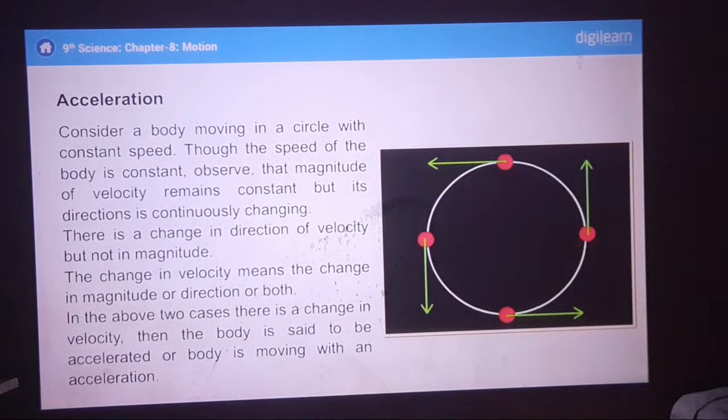Consider a body moving in a circle with constant speed. Though the speed of the body is constant, observe that the magnitude of velocity remains constant but its direction is continuously changing. There is a change in direction of velocity but not in magnitude. The change in velocity means the change in magnitude or direction or both. In the above two cases, there is a change in velocity, so the body is said to be accelerated, or the body is moving with an acceleration.